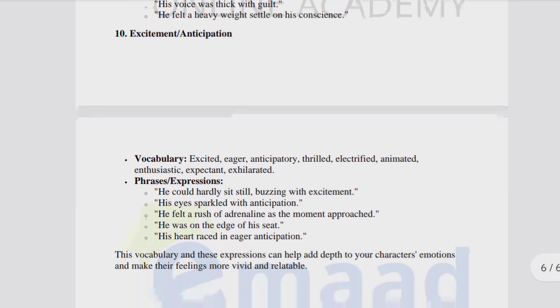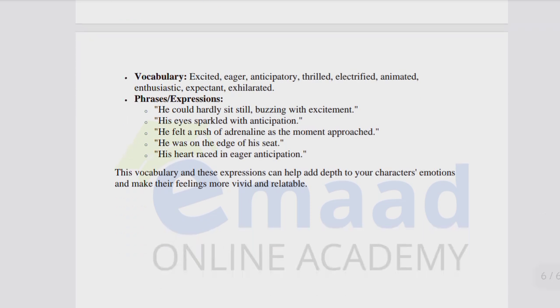Then the last thing is the feelings of excitement and anticipation. So you can use these vocabulary items to show these feelings, like excited, eager, anticipatory, thrilled, electrified, animated, enthusiastic, expectant, exhilarated. So here are some examples from different stories when they describe the characters' feelings like that, that you can use these words to describe the feelings of a character.